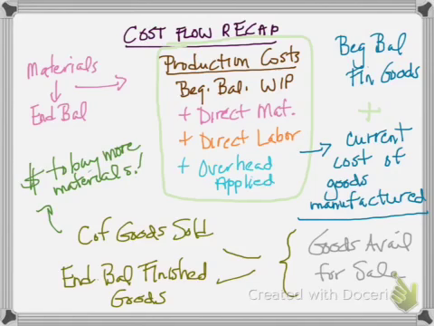You have beginning balance of finished goods plus the costs of goods manufactured this period. That gives you your goods available for sale. And either those units get sold and become part of cost of goods sold, or they remain in the warehouse as the ending balance of finished goods. And the cost of goods sold, that's product that was sold, and that generates cash so that we can go out and buy more materials, and the process starts all over again.